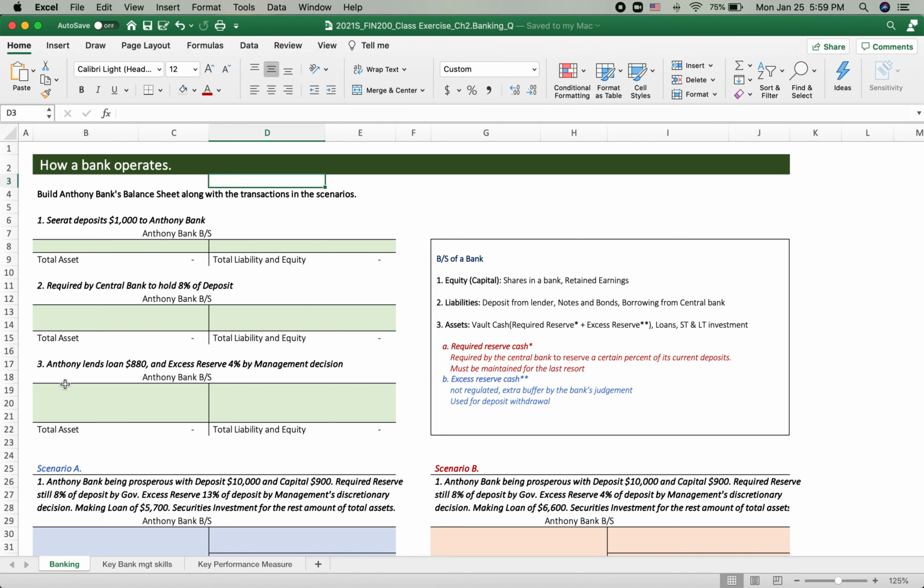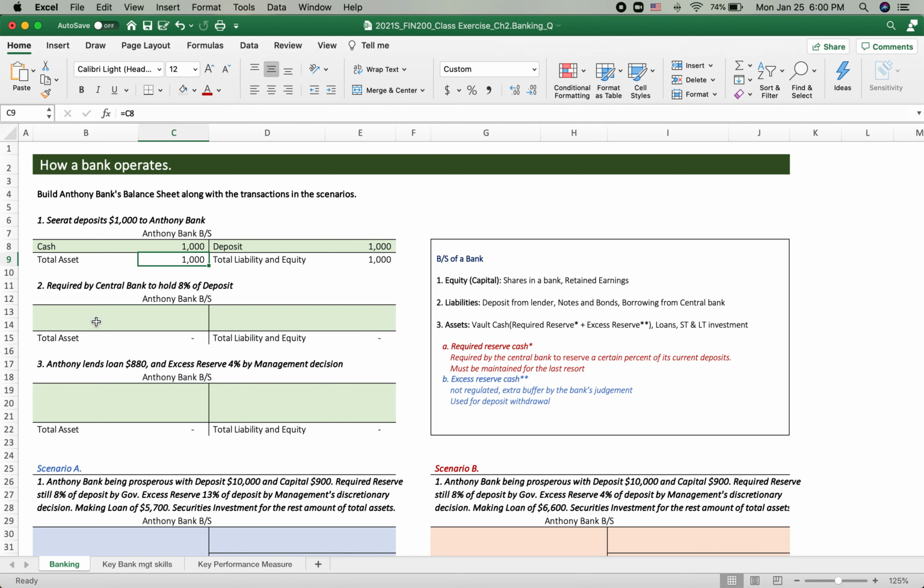Okay, first in the green section, Sirat deposits $1,000 to Anthony Bank. So we are creating Anthony Bank's balance sheet. If a client deposits, that means that Anthony Bank has a liability with the account name deposit. So deposit, how much is that? $1,000. Now the total liability and equity by taking this deposit from Sirat client. So the cash is on the Anthony Bank's balance sheet.